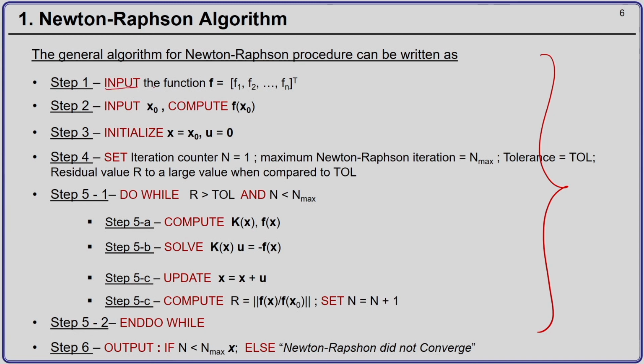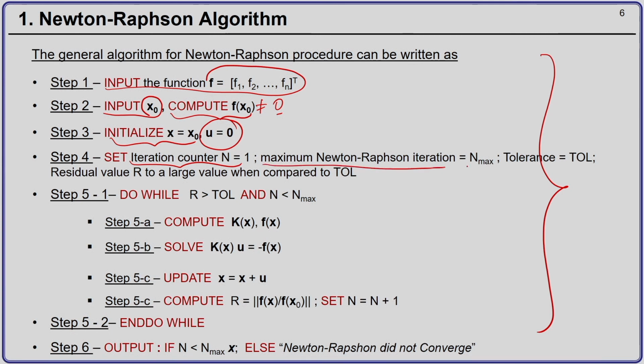Okay. So, first you have to input the function, and then you have to also input your initial guess or the solution point. Okay. And then you evaluate your function at this solution point. If you are lucky, your solution point will be your solution, but it may not be that case. So, what will happen? F of x 0 will not be equal to 0 vector, then what to do? Then we initialize x equal to x 0 and we initialize u equal to 0, and then we set the Newton-Raphson iteration counter n equal to 0.